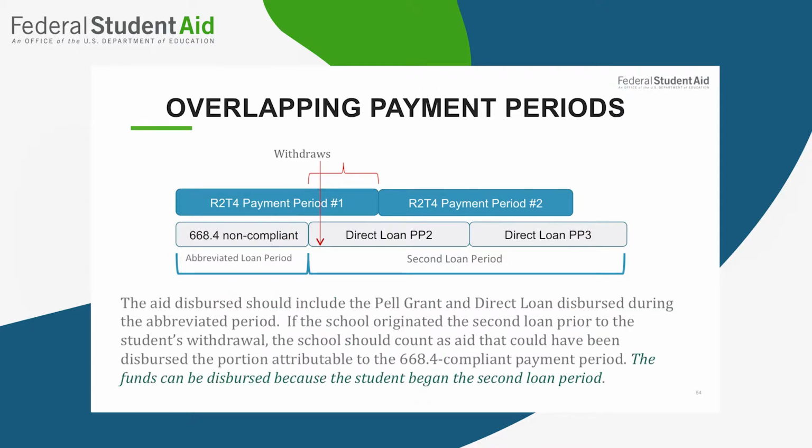This slide shifts gears a little bit. It says the same thing, but in this case, this student withdrew after that abbreviated loan period ended and the direct loan payment period 2 started. So in this case, the aid disbursed should include the Pell Grant and the direct loan disbursed during the abbreviated period. And if the school originated the second loan prior to the student's withdrawal, then the school should count that as aid that could have been disbursed. However, in this case, those funds can actually be disbursed because the student actually began attendance in the second loan period. So that's something to keep in mind for borrower-based academic year 3 students that may transfer in and then withdraw.